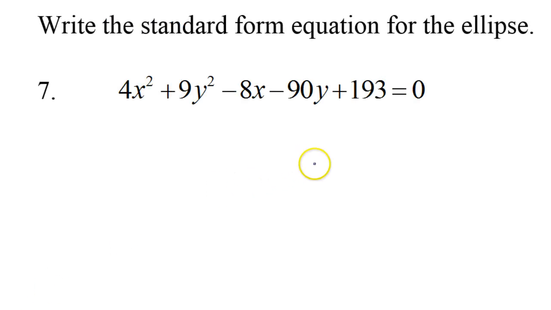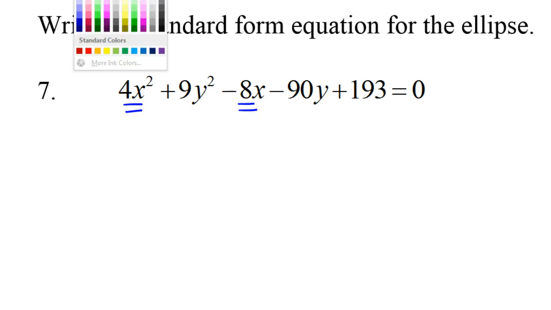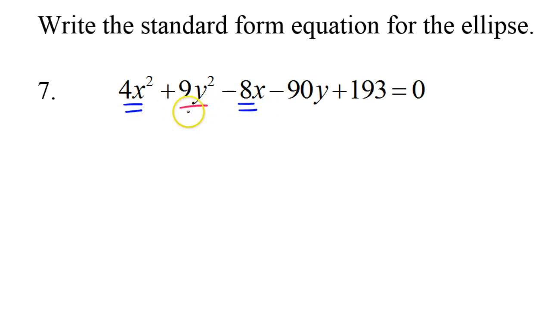Alright, that was ridiculously easy, but this one is a little bit more of a challenge. We're going to have to actually complete the square this time. To do this right, we're going to have to match up terms that have the same variable. So we're going to group our x terms together, so keep an eye on that. And I've got these y terms that are going to be grouped together, and this 193 has got to get out of there. It's on the wrong side of the equation.